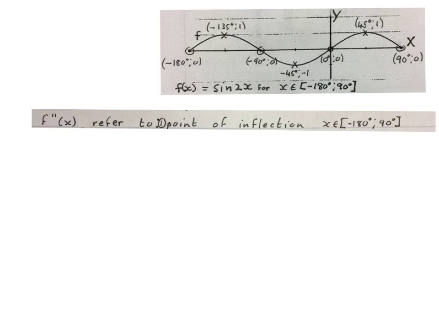The last notation we're going to do on graphs is the second derivative and how it influences our information on the graph. I wrote here, f double accent x refers to the point of inflection. I changed our domain back again just to force you to do it in your brain too. We're working again from minus 180 up to 90.